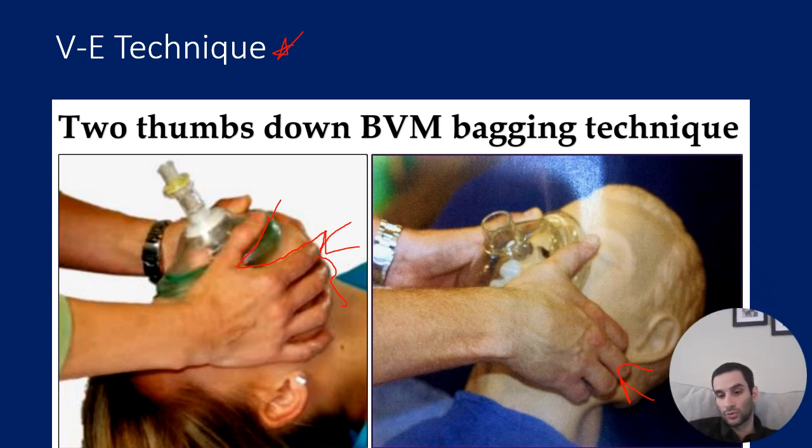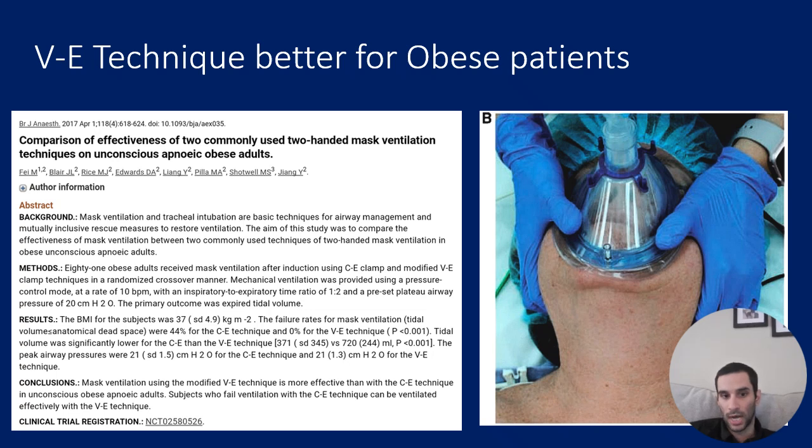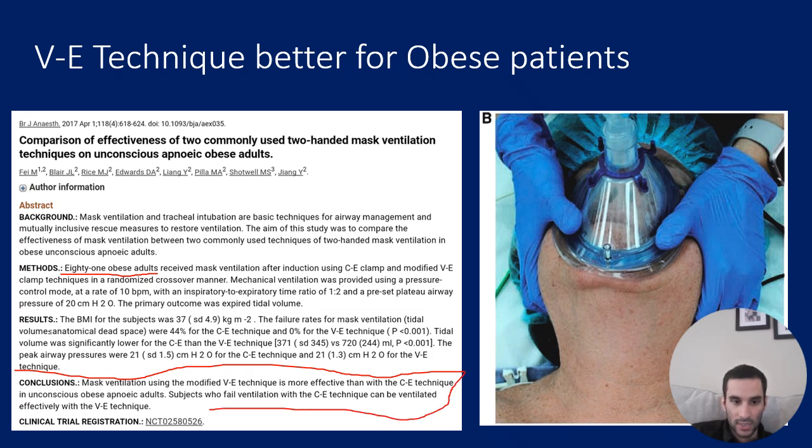Now, this isn't just my personal preference. There's actually some research behind this. So this has actually been studied, and this was in an anesthesiology journal where they were evaluating masked ventilation, in particular in obese patients who are often difficult to ventilate. And they essentially found that mask ventilation using the modified VE technique was more effective than the CE technique in unconscious obese apneic patients. And this is the type of patient where it's hard to do this, right? So you want to get good at this scenario because if you can do this scenario, you can do easier scenarios.